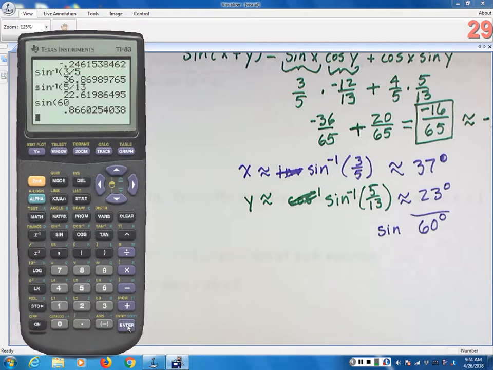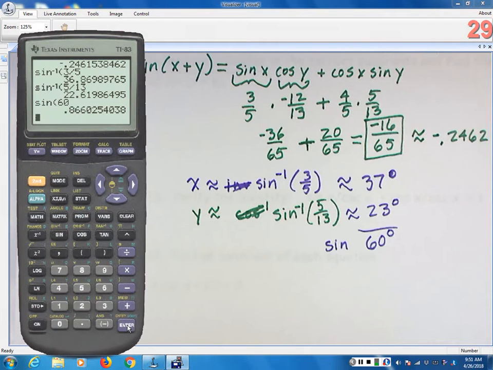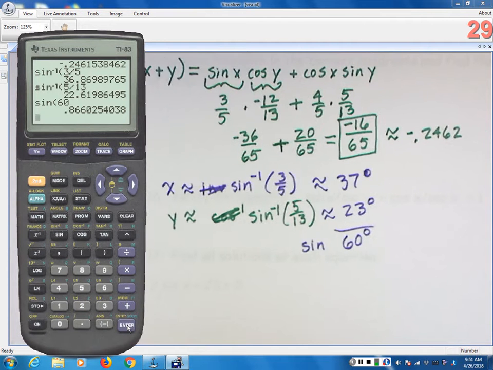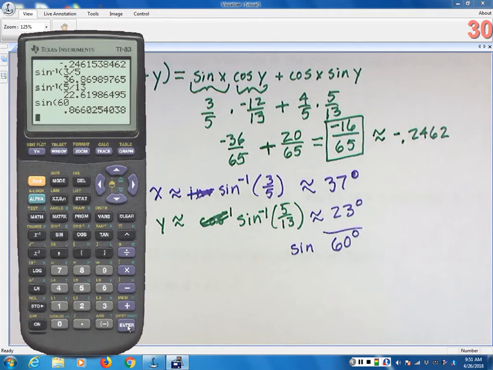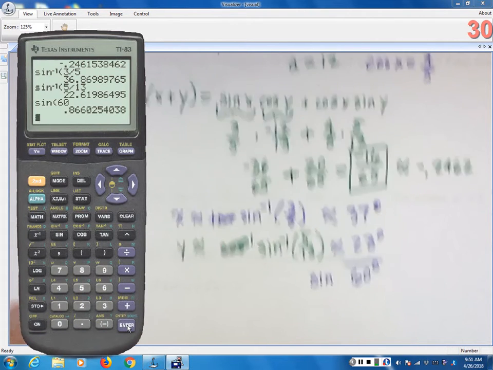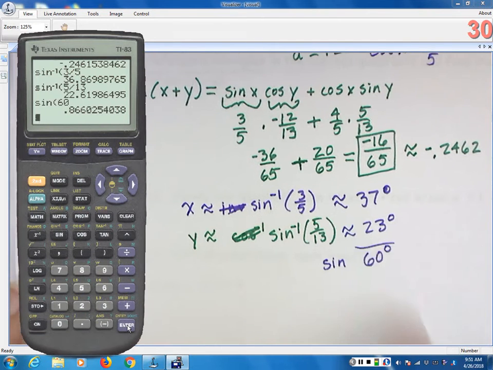So I added them together. I'm not getting anywhere close. Let me see. I may have made a mistake doing this. Oh, well, guess what? Where did I draw y? What quadrant was it in? Quadrant 2. Is 23 degrees in quadrant 2?